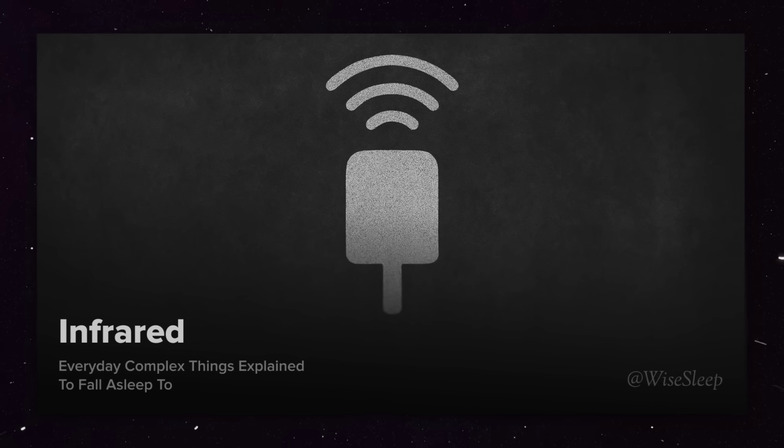Inside the remote is a small infrared LED. When you press a button, it flashes a coded infrared signal. A sensor in the device receives that signal and responds accordingly. This process happens almost instantly, as long as there's a clear line of sight. Infrared is also used in motion sensors, security systems, and even some headphones.